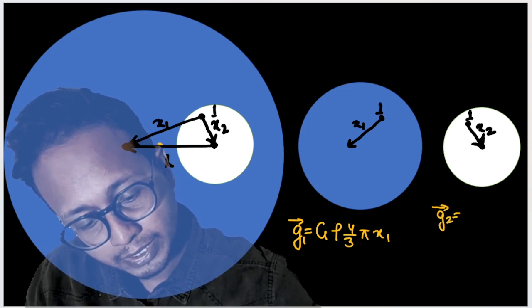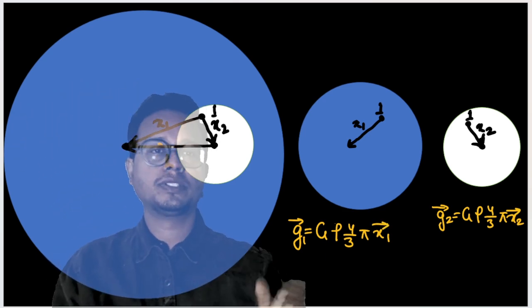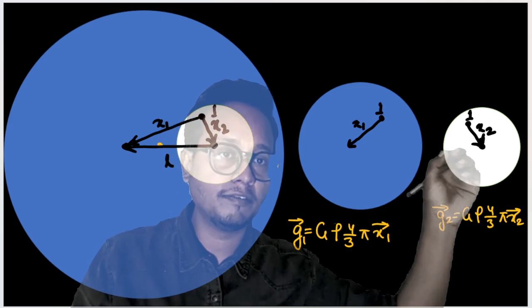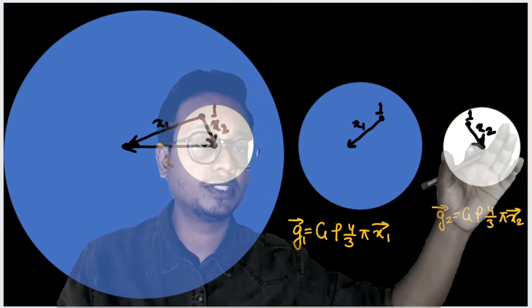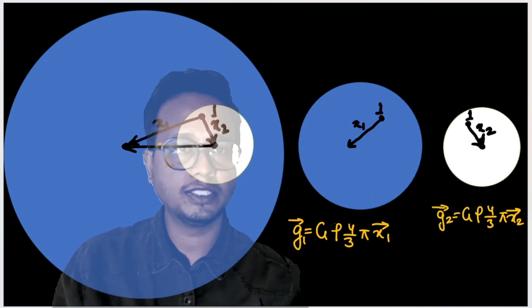G2 is nothing but G into rho into 4 by 3 pi x2 vector, isn't it? And this one is nothing but x1 vector. So the gravitational field due to the complete sphere would be in this direction with this magnitude. The gravitational field, assuming the hollowed out sphere was filled with the same mass, would be this value, and the direction would be this one.